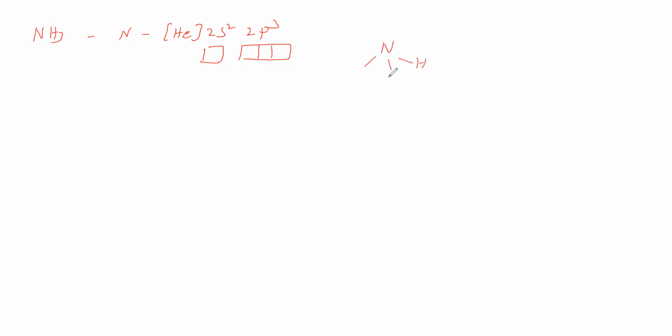Ammonia structure is this one. In that, the central atom is nitrogen. The nitrogen valence shell has 5 electrons because it is coming under group 5A. So 5 electrons we can write here: 1 electron, second electron, third electron, fourth electron, fifth electron. So this is what in the sense lone pair. Nitrogen has three sigma bond pairs and one lone pair.